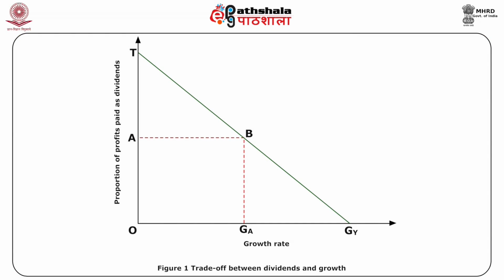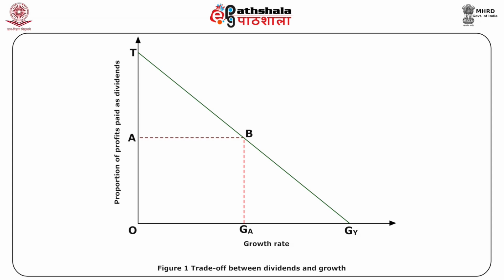This confirms the trade-off between the decision to retain or disperse the dividends and the growth rate that a firm can achieve. Figure 1 shows the trade-off between the two. The proportion of the profits paid as dividends is presented on the vertical axis and the growth rate is presented on the horizontal axis.